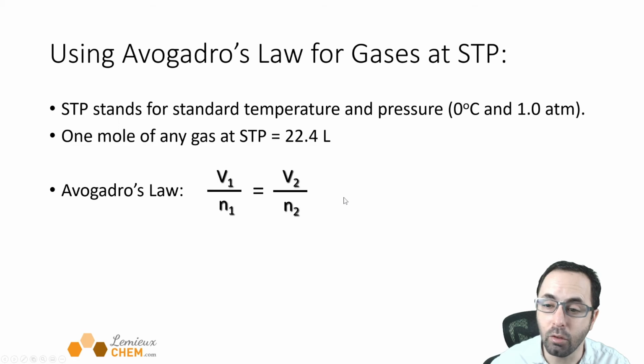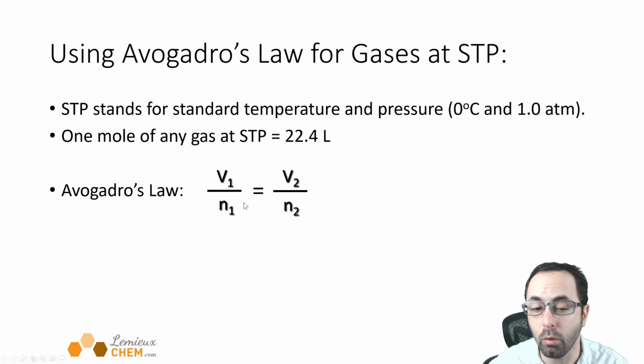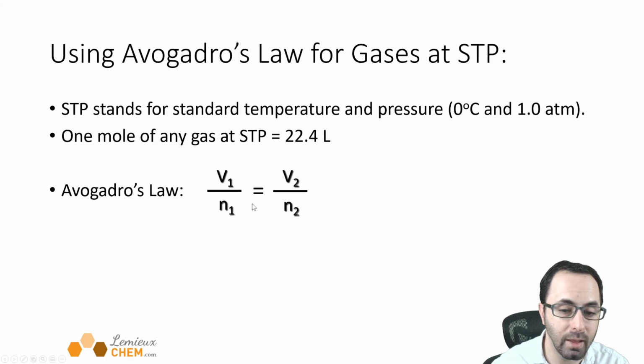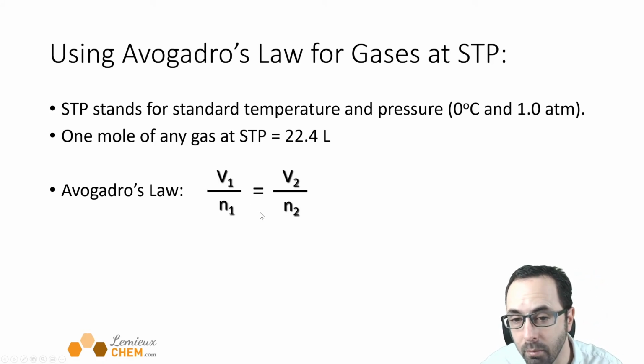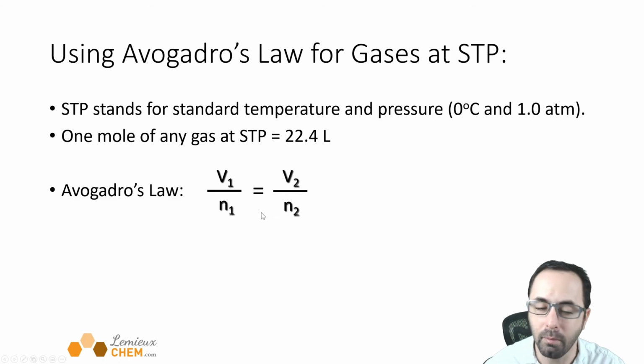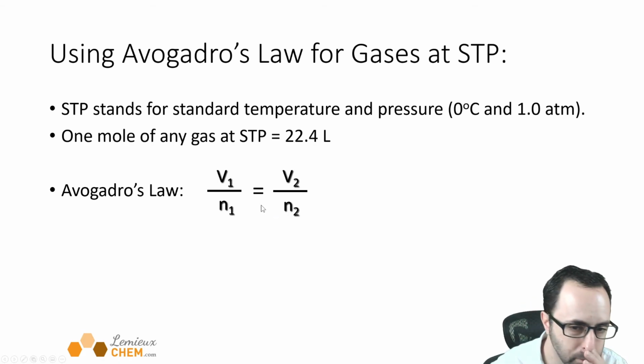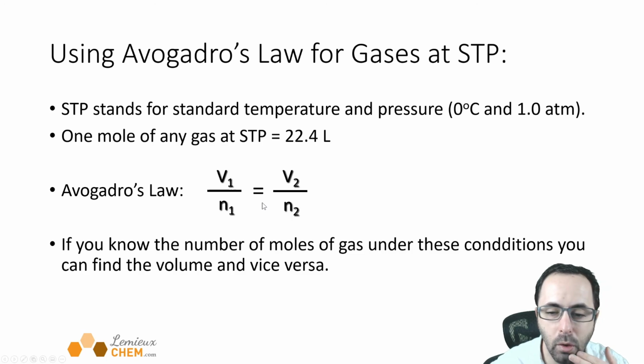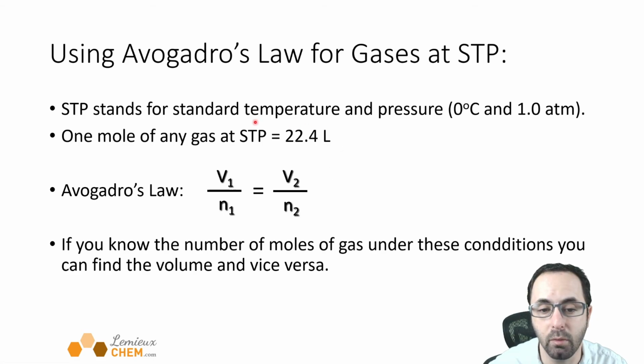So that means assuming that pressure and temperature are constant, if you double the number of moles of gas, if it's at the same pressure and the same temperature, that will mean double the volume of that gas. So twice as much gas will take up twice as much space, assuming the temperature and pressure are constant. Kind of makes sense, right? So if you know the number of moles of gas under these conditions, you can find the volume and vice versa, especially by this relationship. So let's take a look at how this is used.